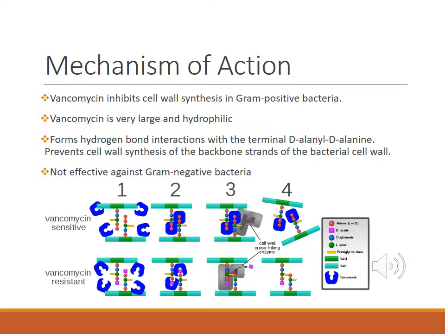Gram-negative bacteria produce their cell wall by a different mechanism, which does not allow vancomycin to penetrate their cell wall, and therefore it is not effective.